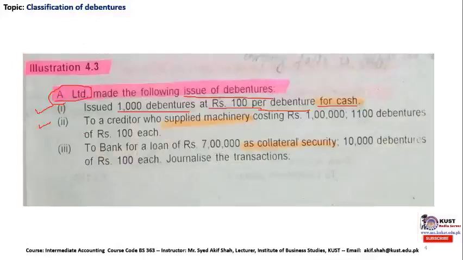The second case says that A Limited Company is going to issue debentures to a creditor who supplied machinery to this company. The machinery cost was 1 lakh rupees, and the company has issued them 1100 debentures of 100 each. The price of the debenture is rupees 100 and the company has issued to this vendor 1100 debentures.